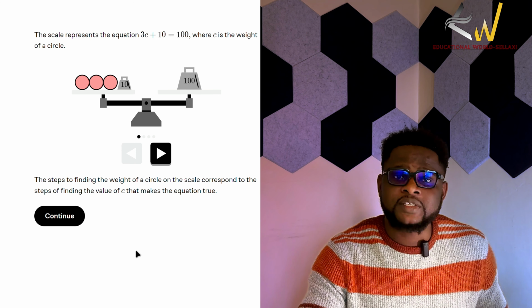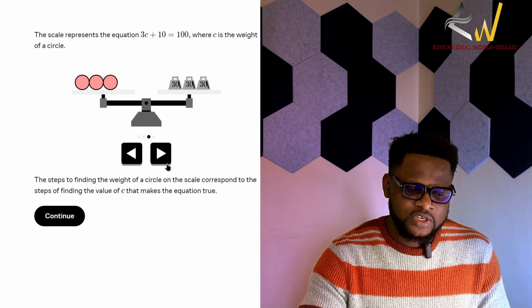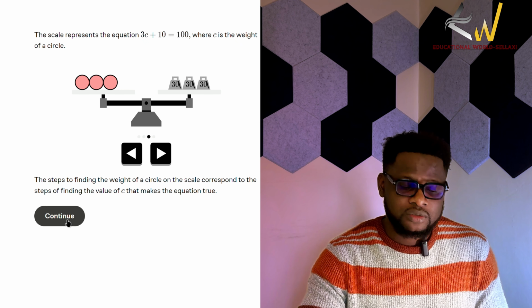So the explanation is the same as I have said. When we take away 10 from both sides of the scale, we have that 3 circles is going to give us 90. And when we go ahead and find the value of one of the circles, it's going to give us that one circle is 30. Alright, that's it.